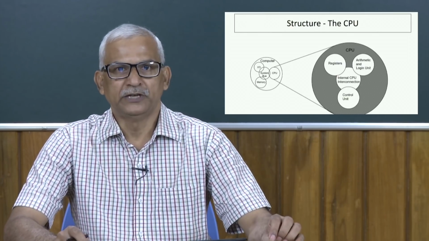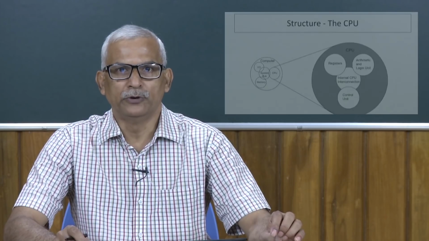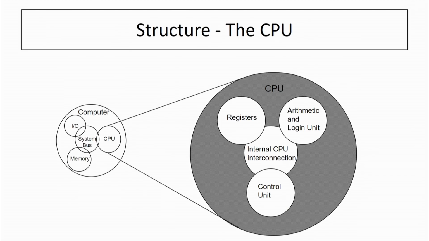So, we have seen the top level view of the computer structure. In this case we are saying that we have 4 basic elements: CPU, IO, memory, and they are connected with the system bus. So, this is the computer, the components of a computer. Now, in this unit we are going to talk about the processor, CPU, the central processor unit.